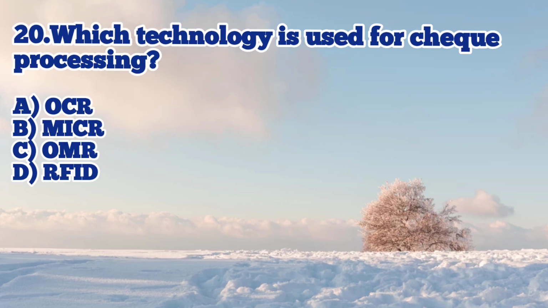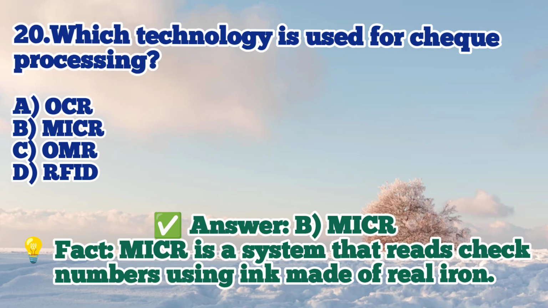Which technology is used for check processing? The answer is MICR. It is the system that reads the check numbers using ink made of real iron.